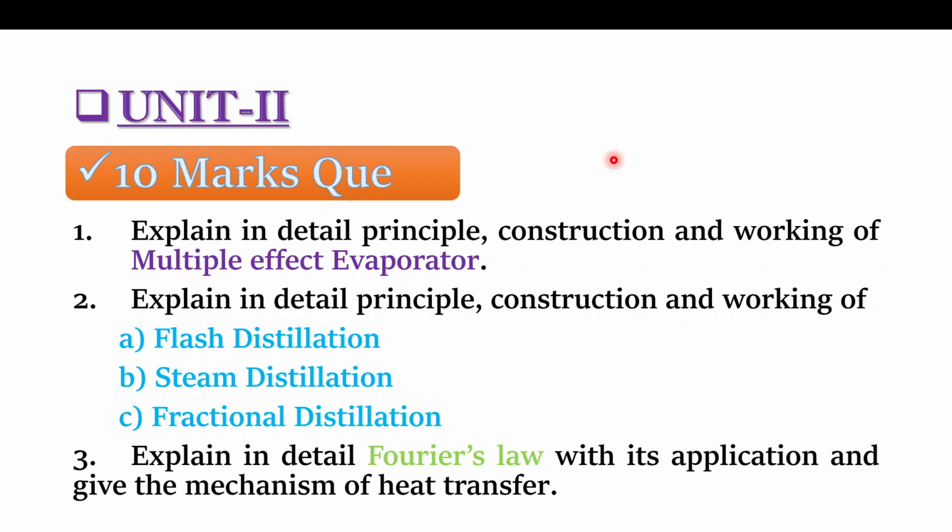So first one, which one? First one is the Bernoulli's theorem, then ball mill, then Reynolds number, then this multiple effect evaporator, then flash distillation, then Fourier's law. So prepare these questions and their mechanism, their merits, their demerits, their diagram, their working, their construction. So these are some 10 mark questions from unit second.